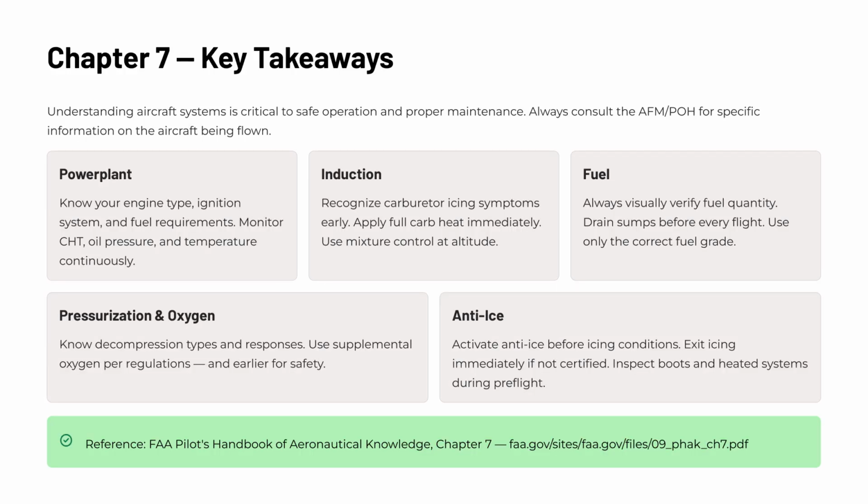As we wrap up Chapter 7, let's reinforce the essential takeaways that every pilot and maintenance-conscious aviator needs to carry forward. Aircraft systems knowledge isn't just academic. It directly impacts the safety of every flight. Always treat the AFM and POH as your primary reference, because system specifications vary significantly from one aircraft to another. For the power plant, know your engine type, understand the ignition system, and never compromise on fuel grade. Continuous monitoring of cylinder head temperature, oil pressure, and oil temperature gives you early warning of developing problems.